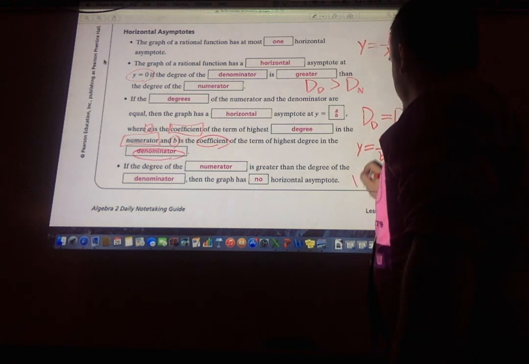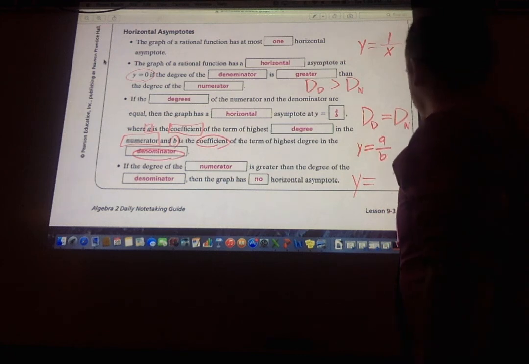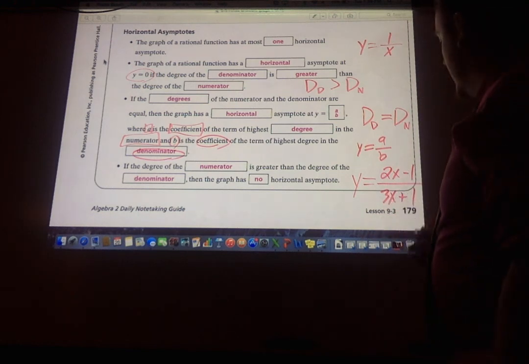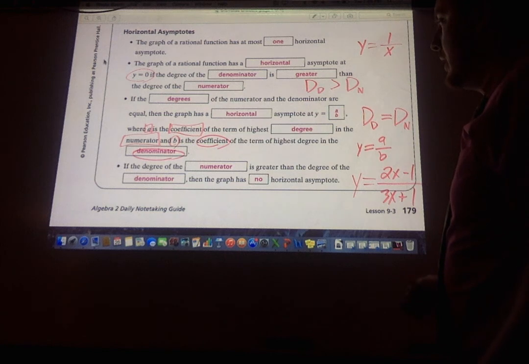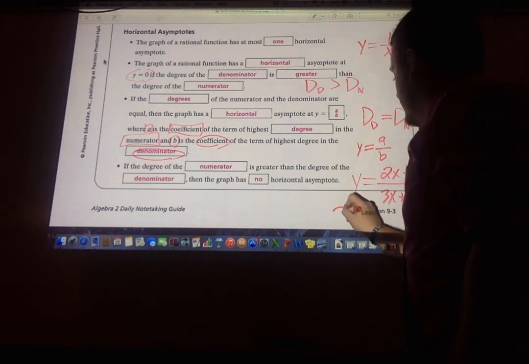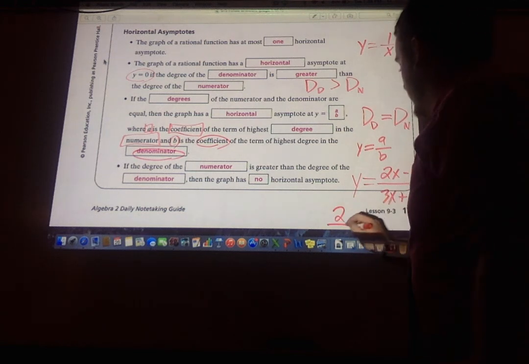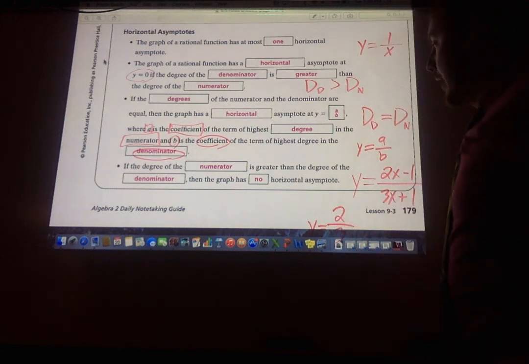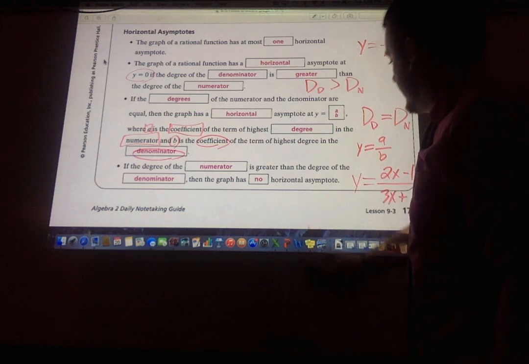To give you an example for that one, it would be y equals, let's say, 2x minus 1 over 3x plus 1. All right. For this, our degrees are the same. So that means that it follows this one. So then we have to go to a over b. A just so happens to be 2. B is 3, so it's y equals 2/3. That would be our horizontal asymptote.